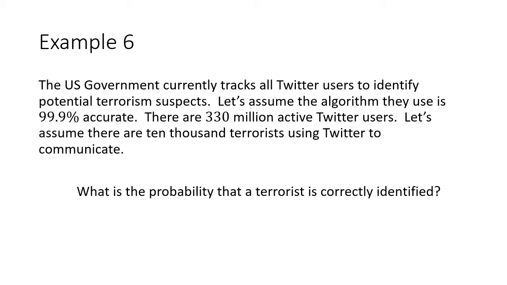So the first question is, well, what's the probability that a terrorist suspect is correctly identified? Well, again, this is given in the problem. If the algorithm is 99.9% accurate, we should convert that to a decimal if we want to talk about probabilities, and it's 0.999, right? That's the probability. So if they are a terrorist, the probability that they are correctly identified is 0.999.